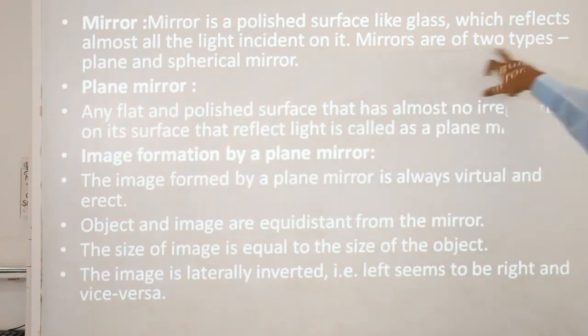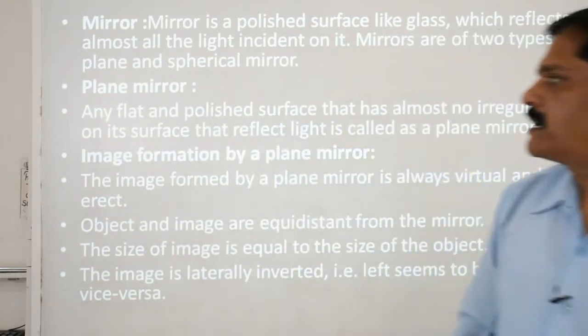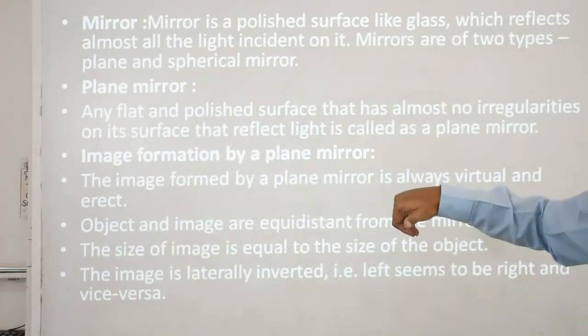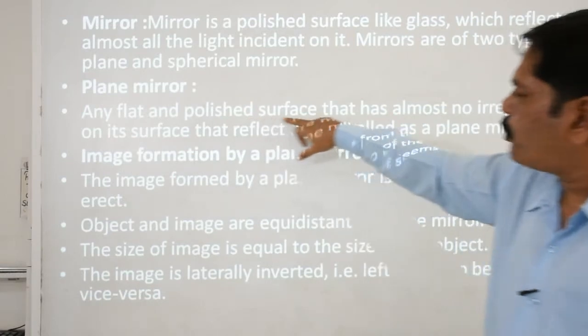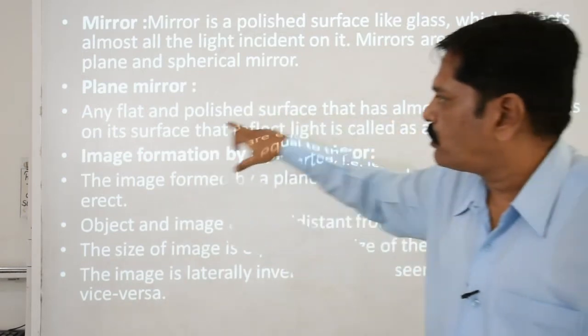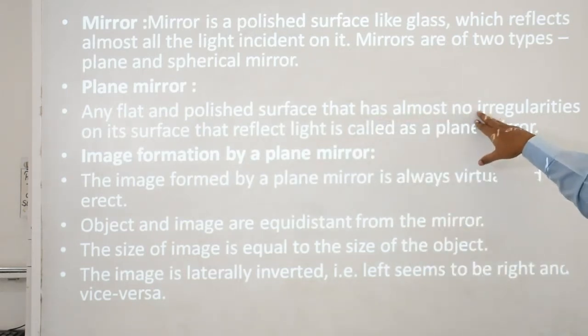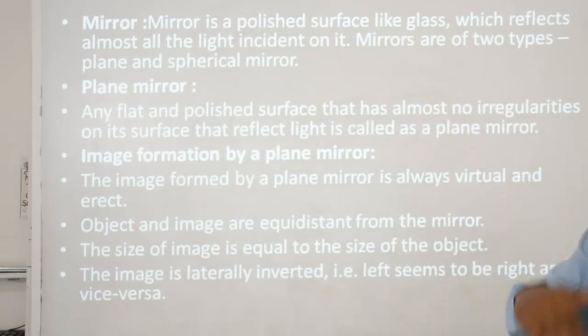Okay, then mirrors are of two types. Clear? One is plane mirror and the second is spherical mirror. Clear? So what is the plane mirror? Any flat and polished surface that has almost no irregularities on its surface and reflects light is called the plane mirror. Okay, so remember this fact, it should be plane. No irregularities on the surface of reflection, that will be considered the plane mirror.